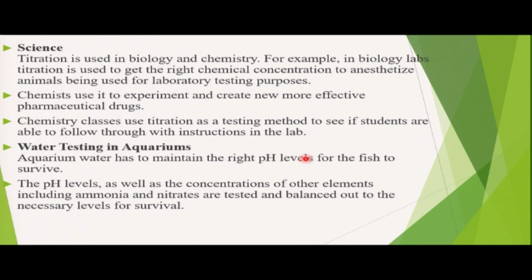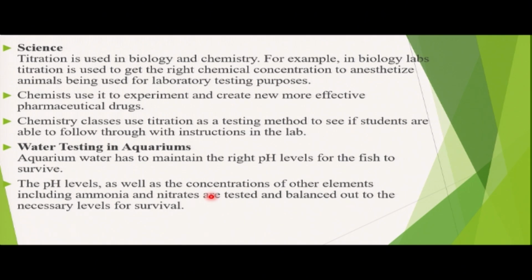Science in the laboratories, we're always testing. So in experiments for research, it is very important. Aquarium water has to maintain the right pH levels for the fish to survive. Aquariums contain the fish that are reared for recreation purposes. The pH of the water in those aquariums may be determined by using titration, because if it keeps on varying, it may cause the fish to die, or they may not survive.